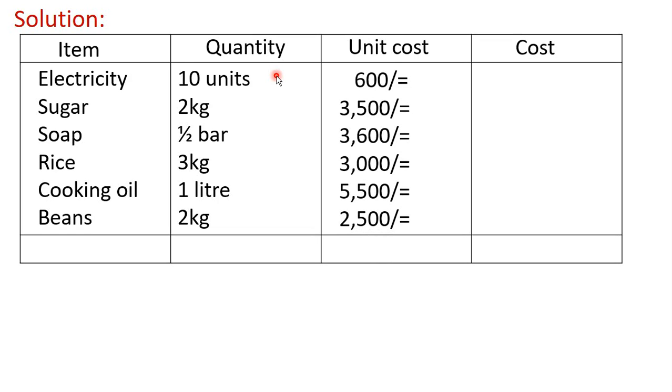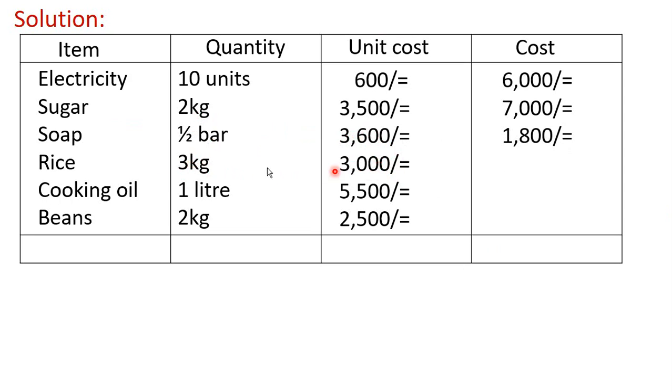Now, so we have the unit cost and then the quantity. So we are going to get the cost. For us to get the cost of electricity, we shall multiply the quantity times the unit cost. So that means that we shall have 10 times 600, which will give us 6,000. And then here we shall have 2 times 3,500, which will give us 7,000. Then for the soap, we shall have the half bar times unit cost, which is 3,600. That gives us 1,800.